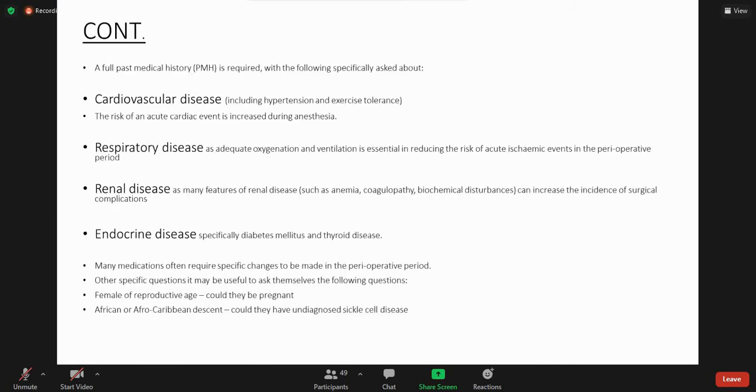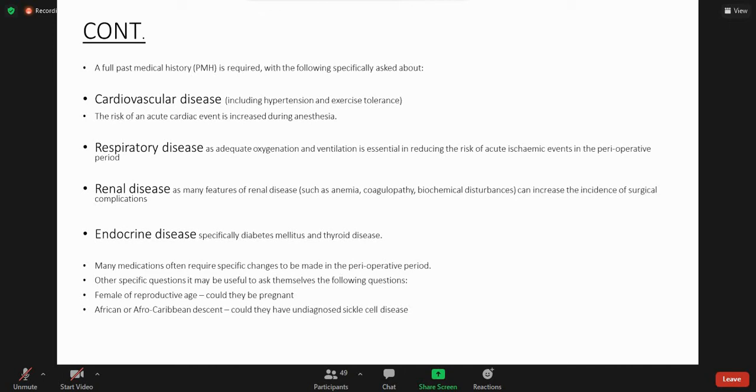So past medical history, after that we'll have to evaluate all the systems of the patient, including cardiovascular, respiratory, renal, and endocrine. Basically, all of the systems are important. Patient can come with a history of ischemic heart disease. Patient can come with a history of any lung pathology, including smoking and other lung pathologies such as asthma, such as COPD, all the obstructive and restrictive diseases.